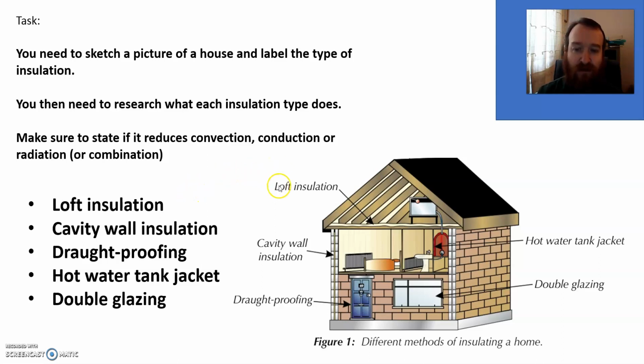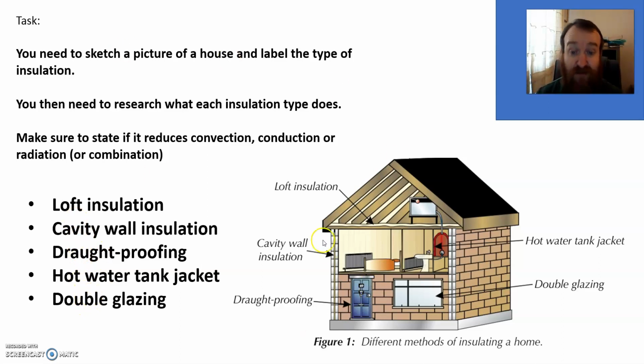Okay, so for instance, loft insulation, when we put insulation up in the attic, up in the loft, okay, that's going to reduce the conduction between the inside of the loft and outside of the house. Okay, the insulation will be a really good insulator, it'll be a poor conductor of heat, and it will reduce the conduction. Okay, similar with cavity walls. But I want you to find out and research these 5 different areas.